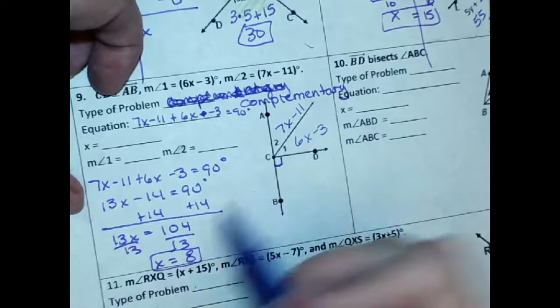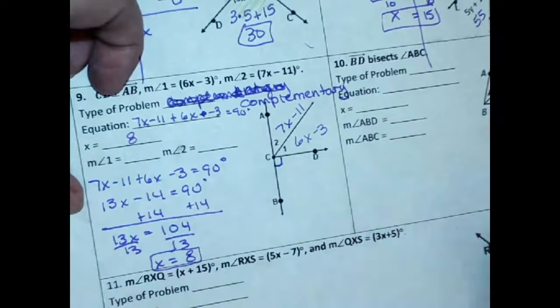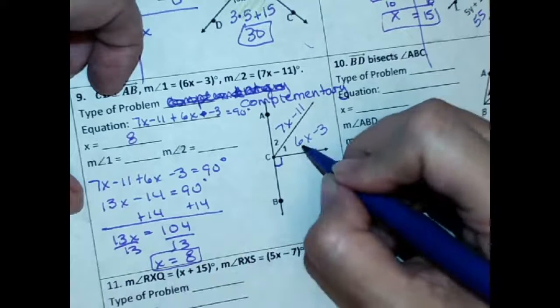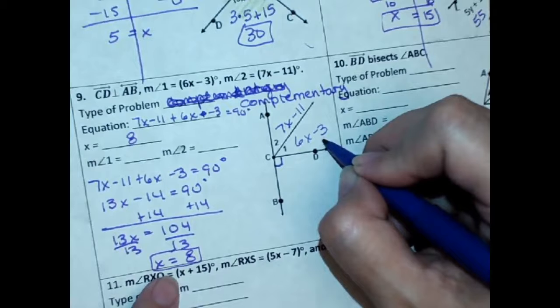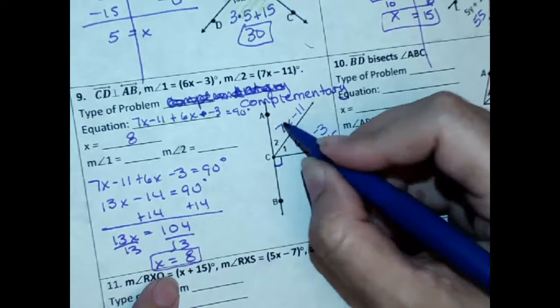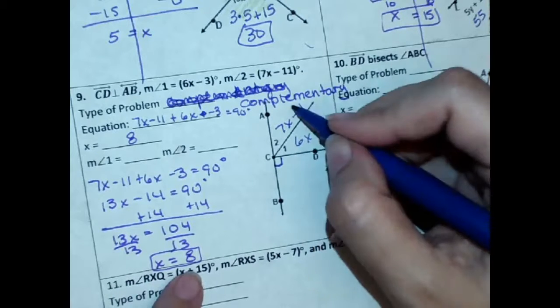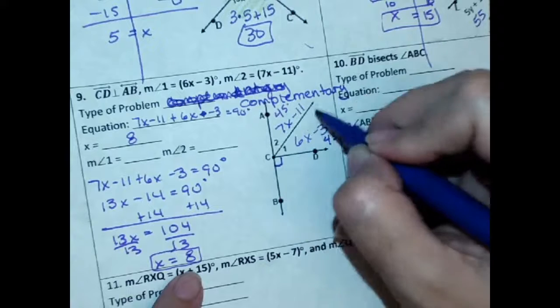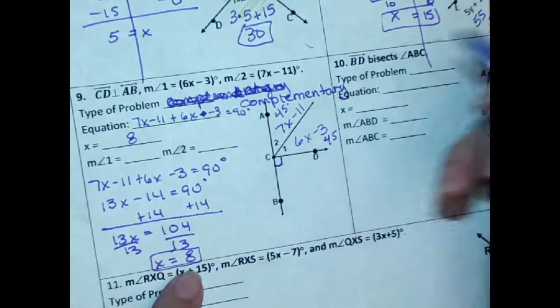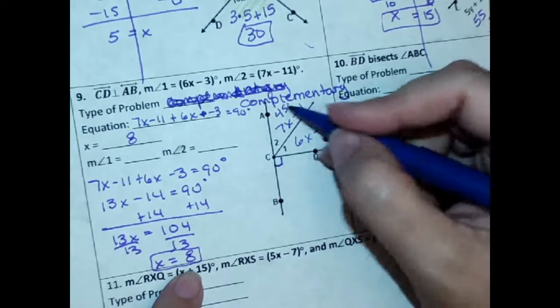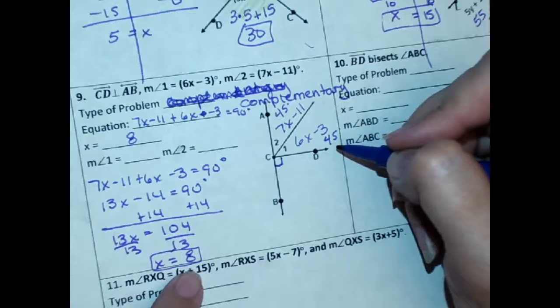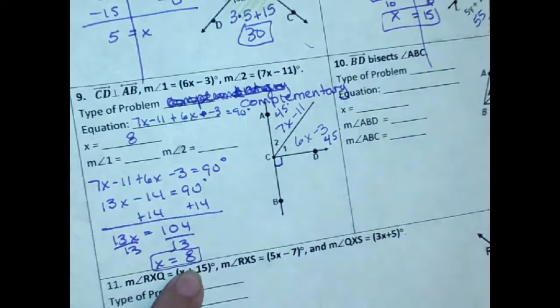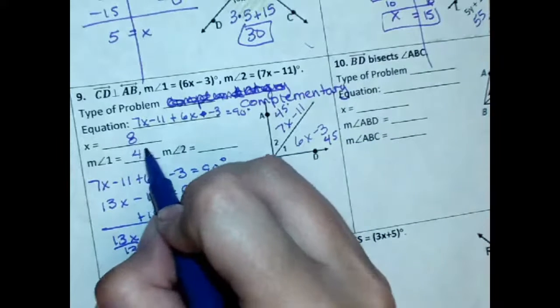Alright, so we found x. Now I need to find 1 and 2 by plugging this back in. 6 times 8 minus 3 gives me 45. And 7 times 8 minus 11, plug it in here, also gives us 45. These two happen to be equal. I did know they added up to 90, and they just happen to work out to be equal. They won't be equal every time just because it's complementary. So angle 1 is 45, and angle 2 is 45.